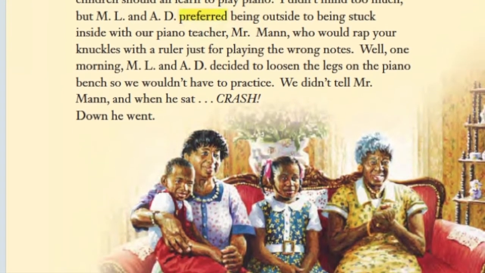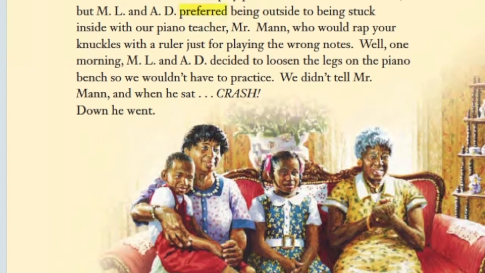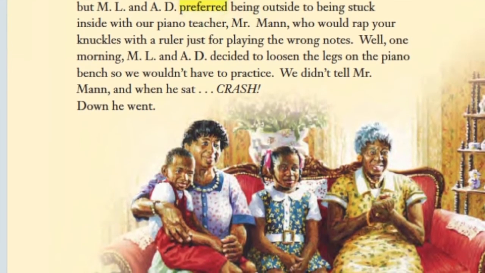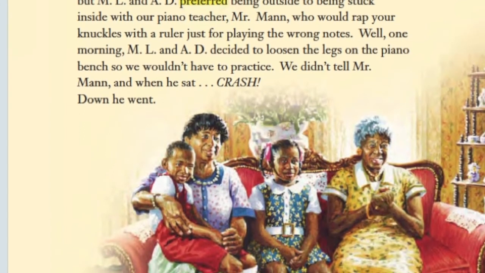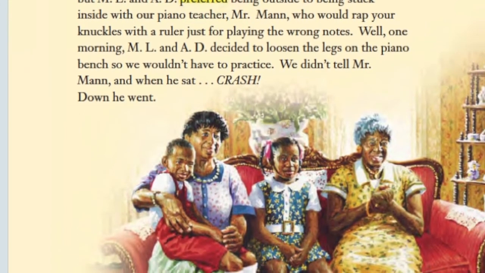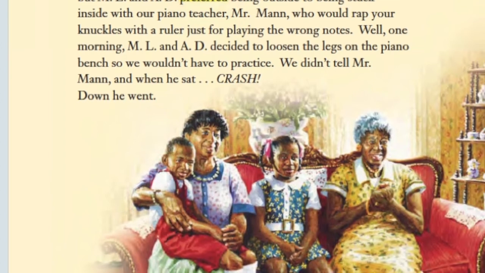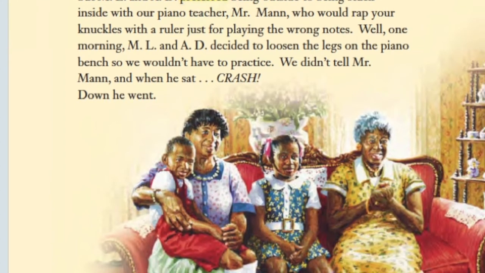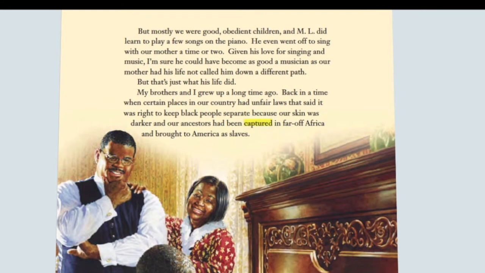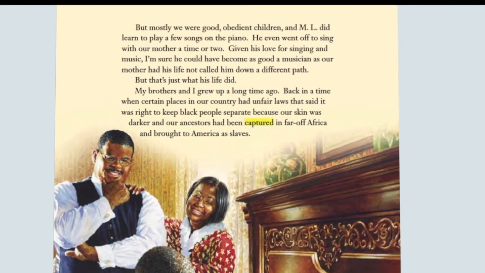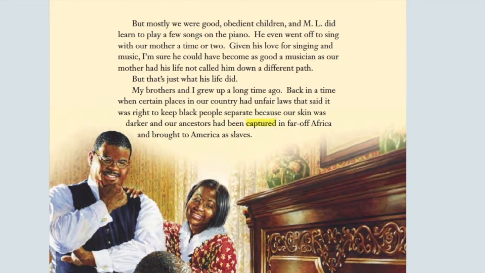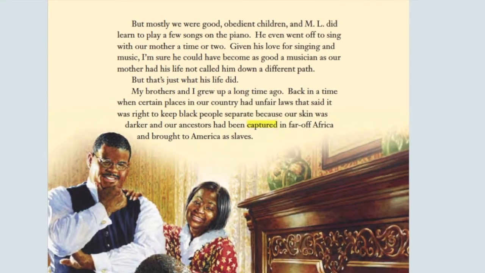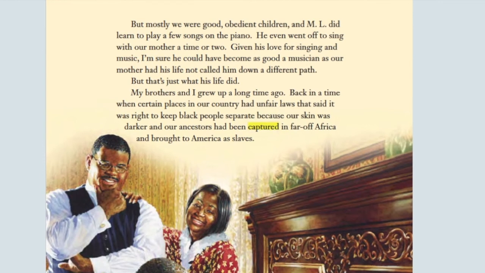Well, one morning, ML and AD decided to loosen the legs on the piano bench so we wouldn't have to practice. We didn't tell Mr. Mann, and when he sat, crash! Down he went. But mostly, we were good, obedient children, and ML did learn to play a few songs on the piano. He even went off to sing with our mother a time or two.